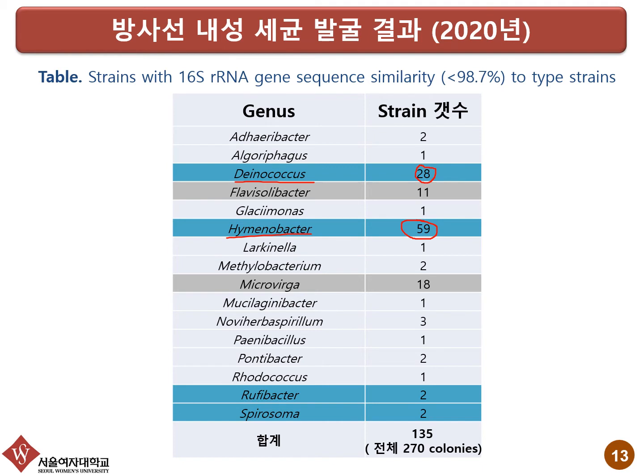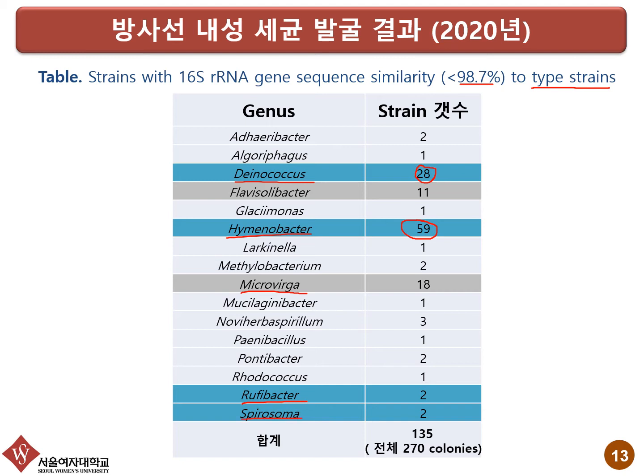And the highlighted ones, the blue color highlights, are the bacterial isolates which have very low similarity, less than 98.7% similarity, with the type strains of the same genus. So you can see that there are several new species from Deinococcus, Hymenobacter, Microvirga, Rufibacter and Spirosoma.